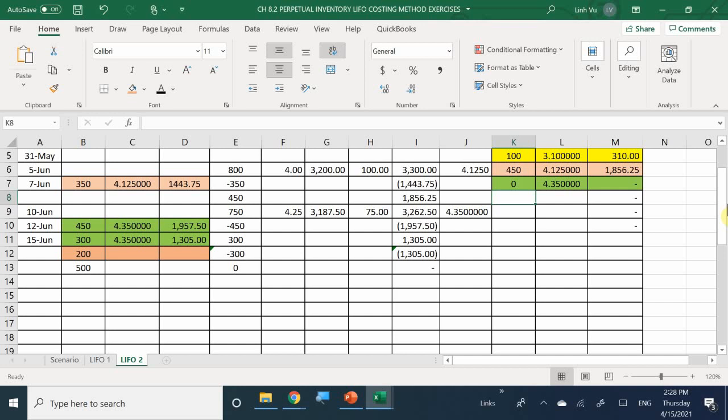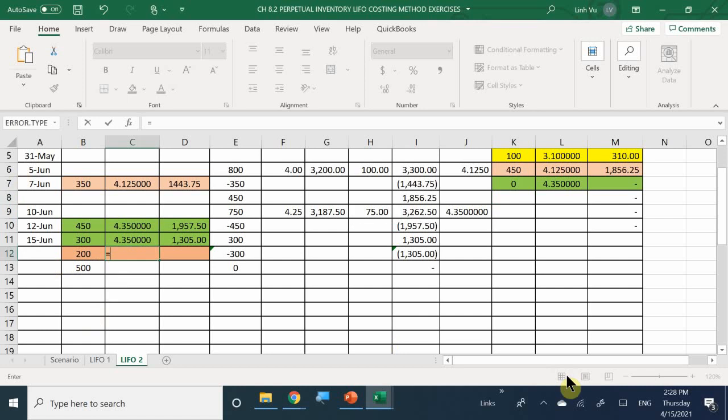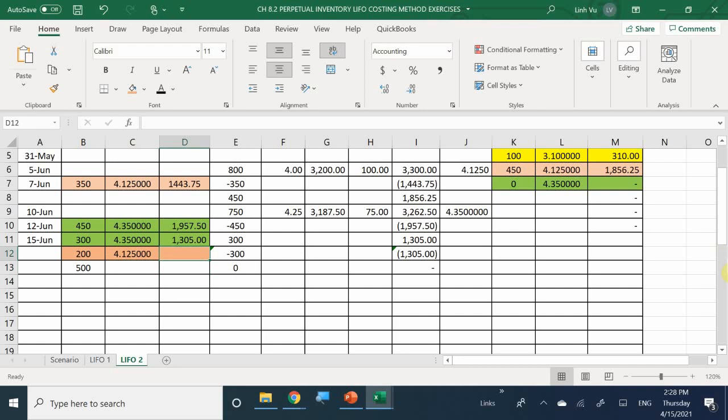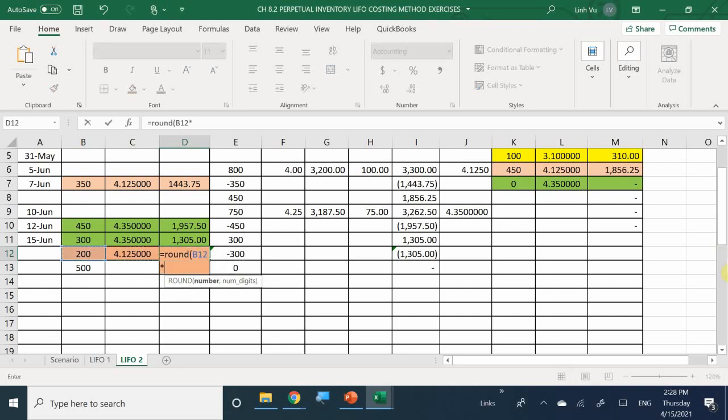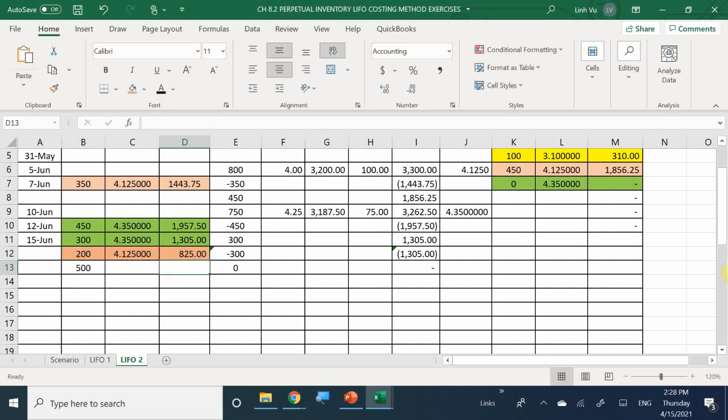Okay. Now, what about my pink batch? How much cost per item is my pink batch? 4.125. I have 4.125. So once again, equal round. 200 times the 4.125 is going to give me 825. 825 even. Okay. Once again, I'm going to locate my account balance.